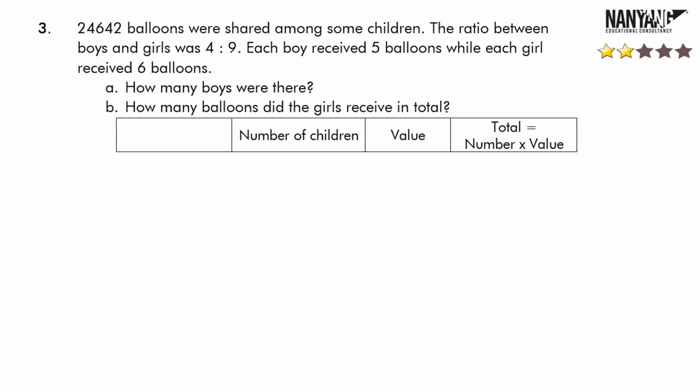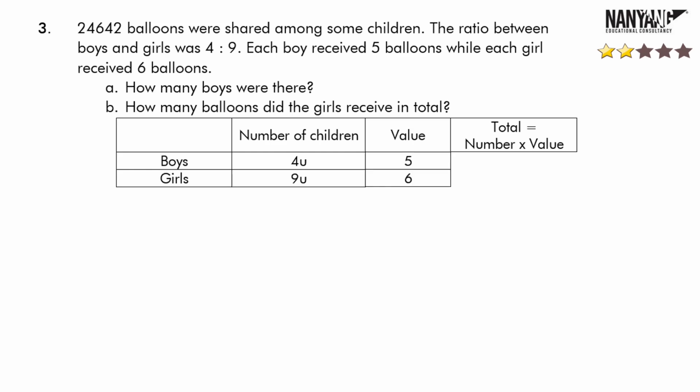Alright, so our first step will be to draw our table. We have our columns as number of children, value, and total, which is number times value. We write down the number of boys and girls as 4 units and 9 units respectively, because that's the ratio the question gives us. Our value will be, each boy received 5 balloons, so boy will be 5, and girl, similarly, will be 6.